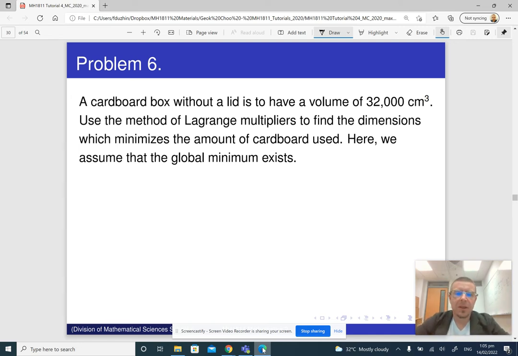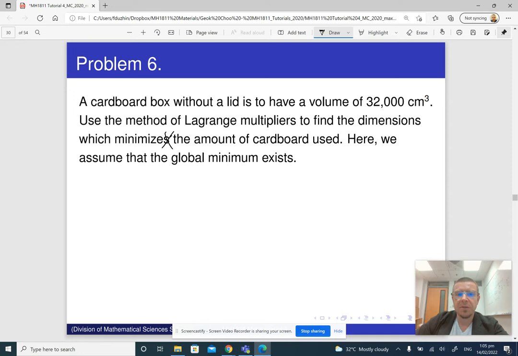All right, hello everyone, and I am going to explain problem 6 of tutorial 4 because there was a request to do it. All right, here is the problem. Here we have a cardboard box without a lid, and it has a certain volume, and we need to find the dimensions of the box which minimize, I think there is a grammar error here, the amount of cardboard used, right?